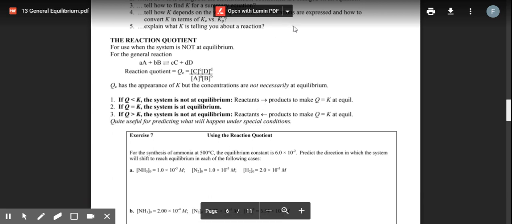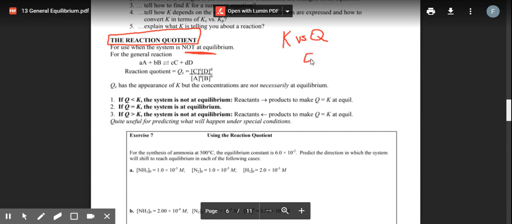In this video, I want to talk about K versus Q. Now, we've actually seen Q before. Q stands for reaction quotient, and what it means is that your system is not at equilibrium. Now, where did we see this? We saw this in electrochem.